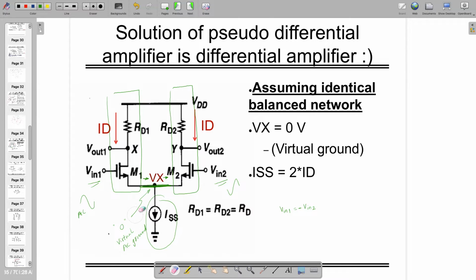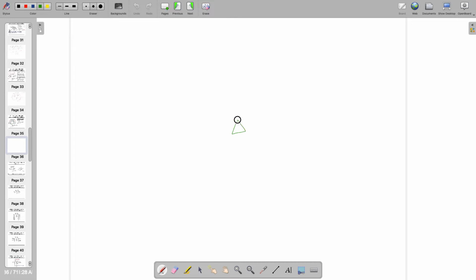So this is what we already learned and understood through the basic analysis in terms of a balanced network. Also, we understand that if you look at this Vx node, it is acting like a seesaw when there is a differential signal, so equal and opposite weight. In that case, this potential always remains at the same place, meaning 0. We call it AC virtual ground.